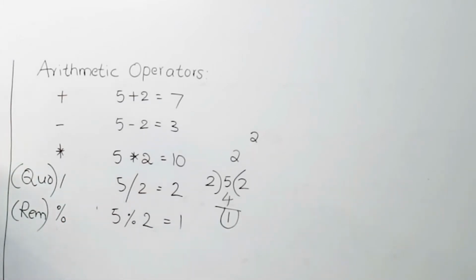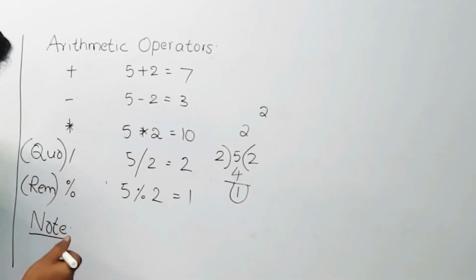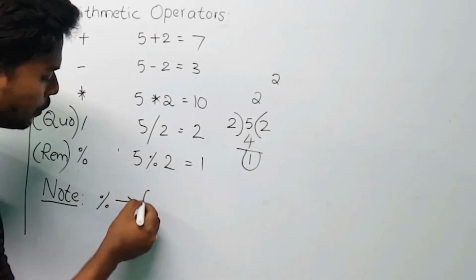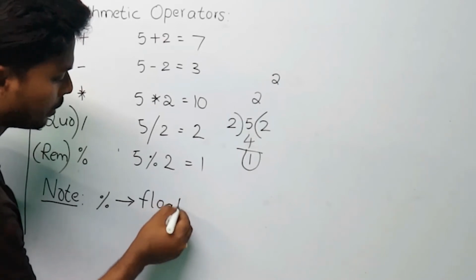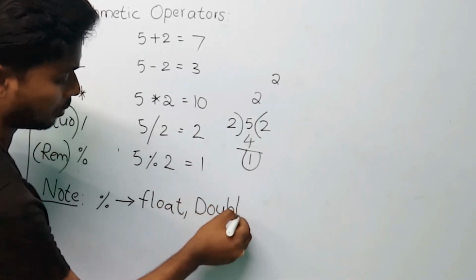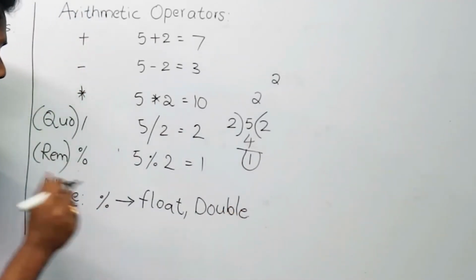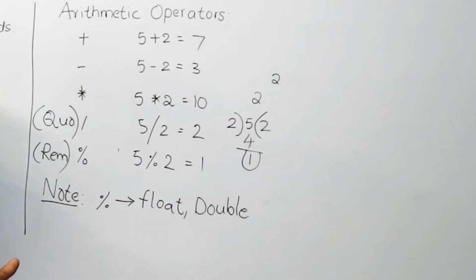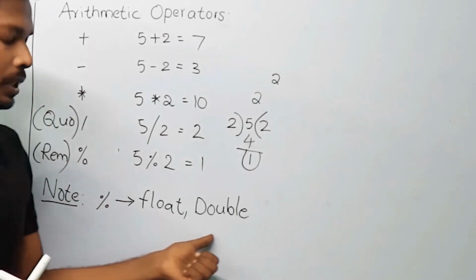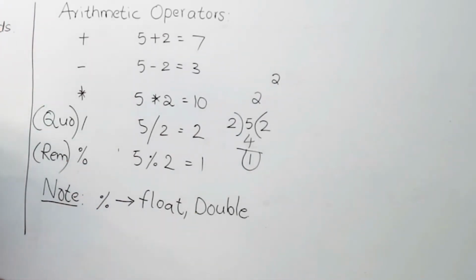And here there is a note point: this modulus operator will not be applicable for float and double. That means you should not use this operator for floating point numbers and double numbers.